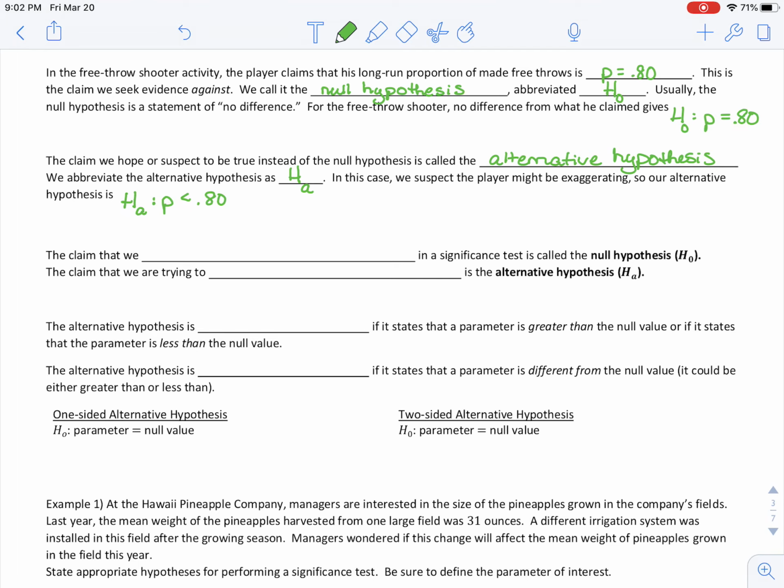The claim that we're weighing evidence against in the significance test is the null hypothesis. That we weigh evidence against. The claim that we're trying to find evidence for is the alternative hypothesis.